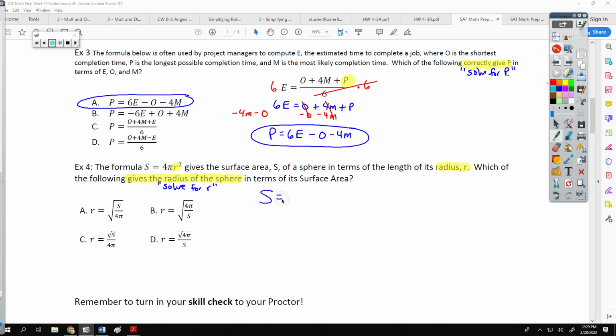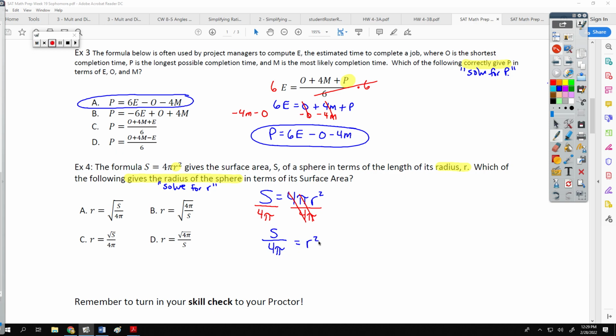So we have S equals 4 pi r squared. So the first thing we need to do is get r squared by itself, which we would get by dividing each side by 4 and by pi. That would give us r squared is equal to S over 4 pi.